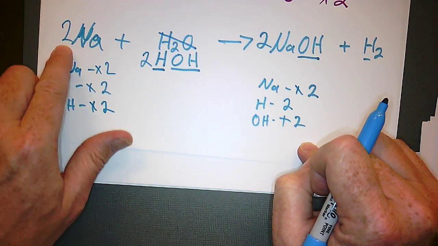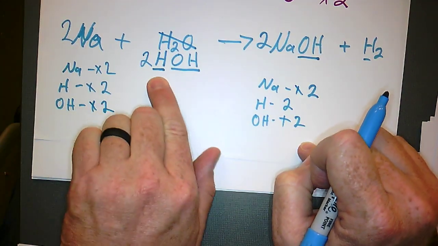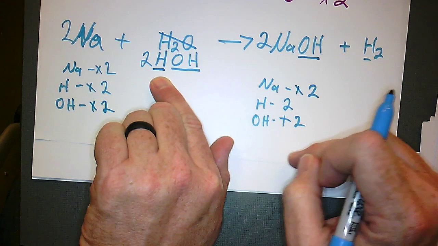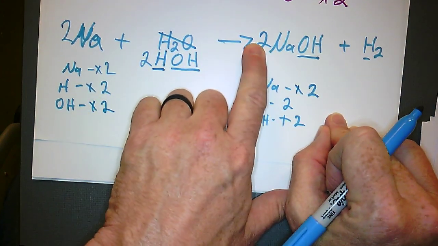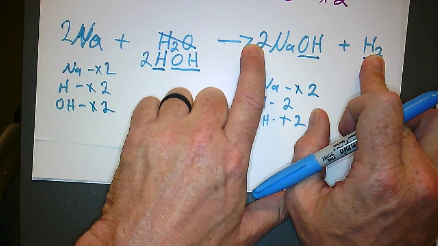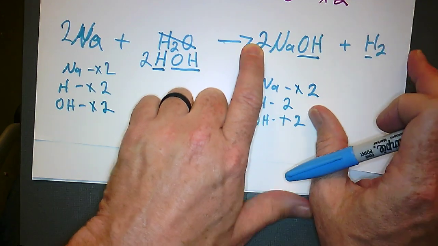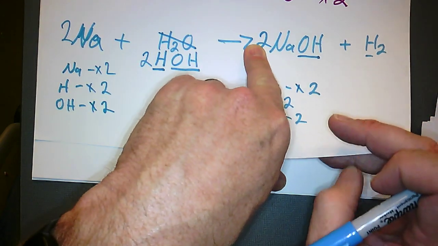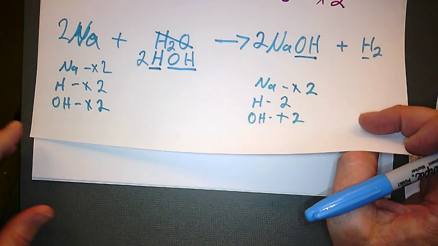So my answer would be 2Na plus 2HOH, or you can rewrite it as H2O. I don't care. Gives me 2NaOH and H2. Are you with me? They're kind of like puzzles. A lot of people get to where they kind of like doing them because it's kind of like, oh, it's kind of tricky. All right? Okay. Let us do another one.